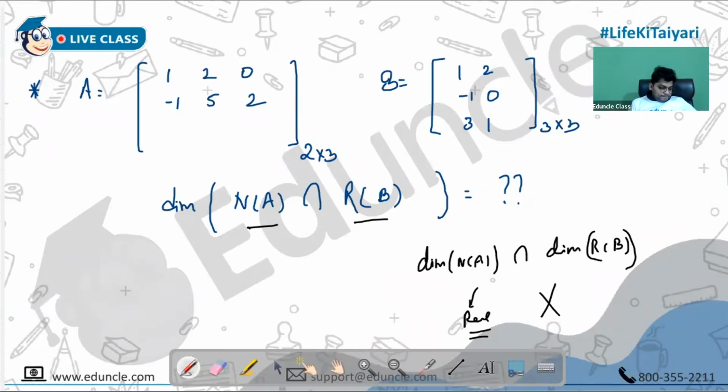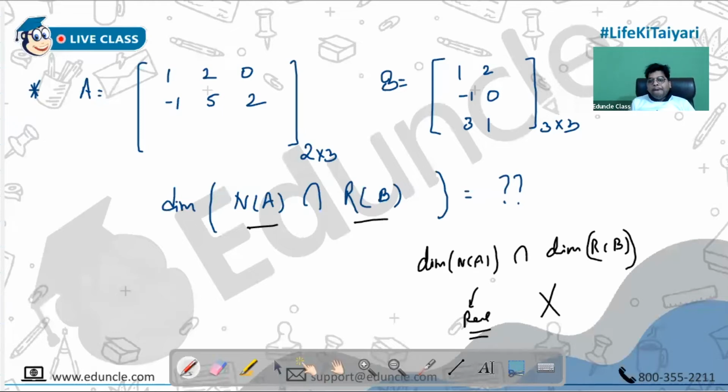A is this one. Nullity is one. Okay, we want... In this book, this is not clear. What he might have written is not clear. Okay, I will check and let you know.